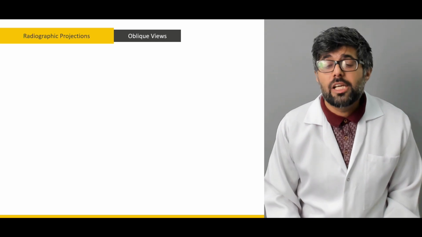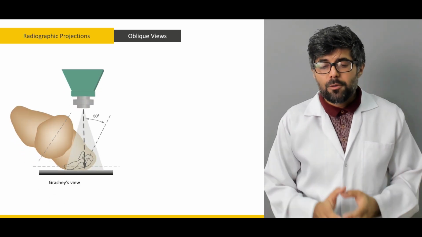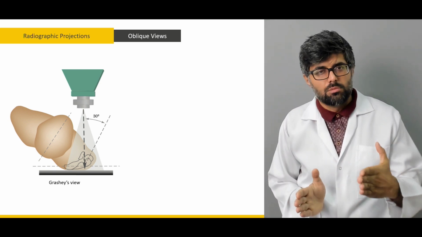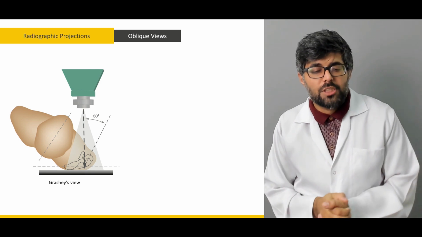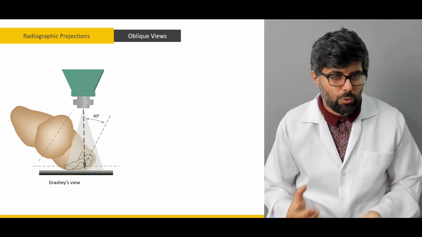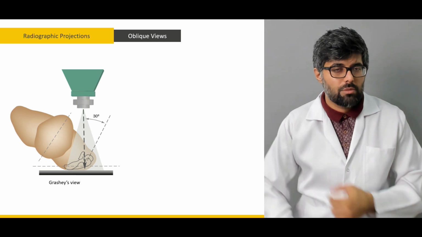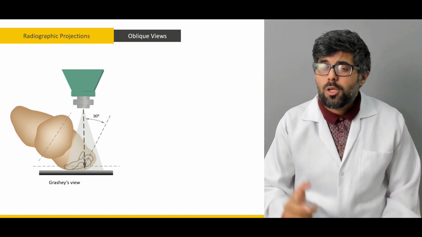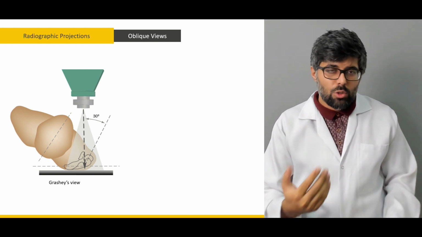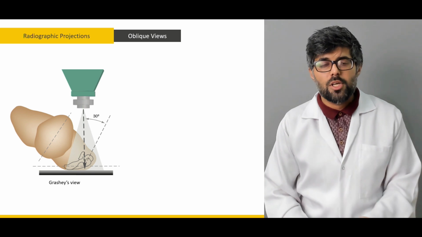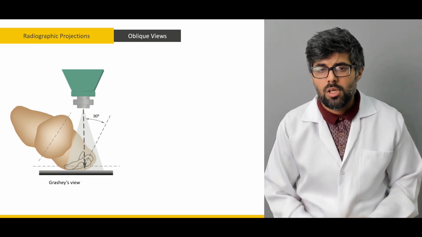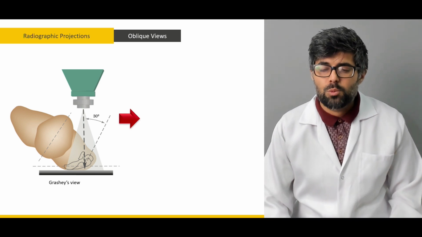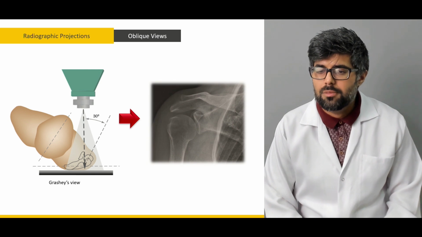Now come the oblique views. Oblique views are the ones where the patient is tilted. One example is the Grashey's view, which is for the glenohumeral joint, or the shoulder joint. But in order to evaluate the shoulder joint, we don't use either the AP or the PA view. We use the Grashey's one, which is tilted a bit. Why? This will explain it a little better.